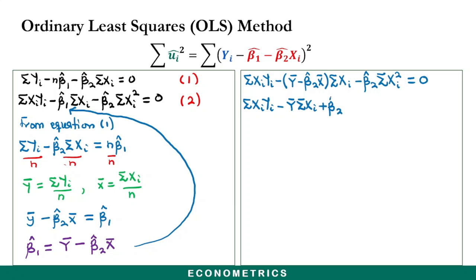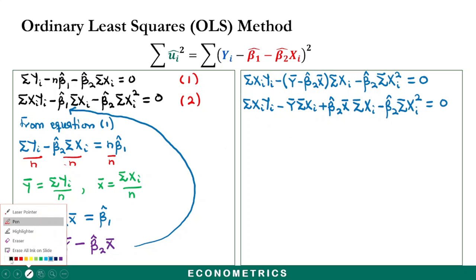So we have plus beta 2 hat x bar multiplying sigma xi, and then we have the rest of the terms: minus beta 2 hat sigma xi squared, and this will be equal to 0. Now you can see that we have terms like the mean of y, the mean of x, and we also have sigma xi. So we have to find a way of making them compatible, or homogeneous. So what we have to do is to define something.